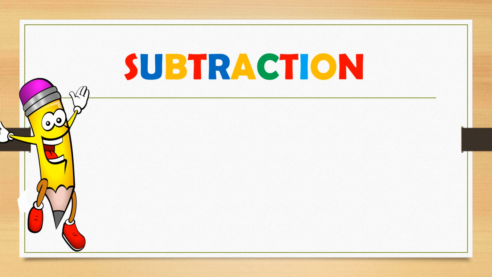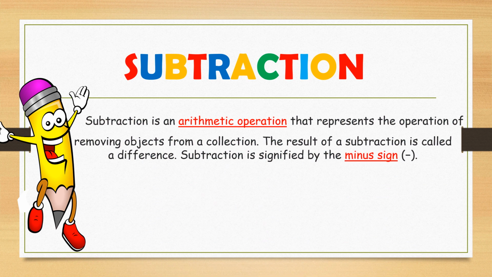Let us learn first the meaning of subtraction. Subtraction is an arithmetic operation that represents the operation of removing objects from a collection. The result of a subtraction is called a difference. Subtraction is signified by the minus sign.